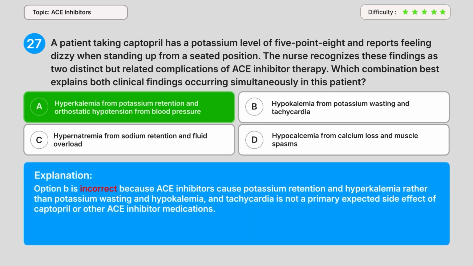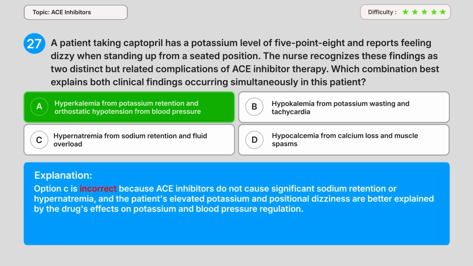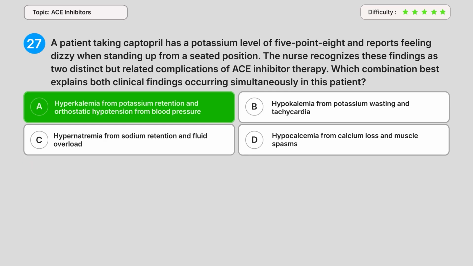Option B is incorrect because ACE inhibitors cause potassium retention and hyperkalemia rather than potassium wasting and hypokalemia, and tachycardia is not a primary expected side effect of captopril or other ACE inhibitor medications. Option C is incorrect because ACE inhibitors do not cause significant sodium retention or hyponatremia, and the patient's elevated potassium and positional dizziness are better explained by the drug's effects on potassium and blood pressure regulation.